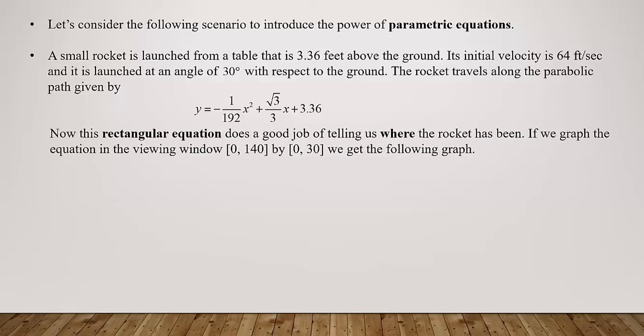Now, the rectangular equation does a good job of telling us where the rocket has been. In other words, if we graph the rectangular equation in the viewing window, x min 0, x max 140, y min 0, and a y max of 30, we'd get the following graph.